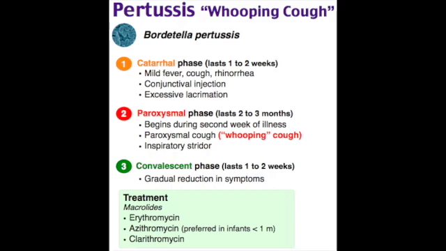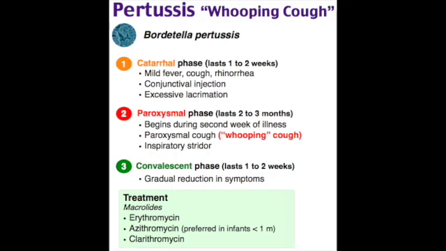Diagnosis is clinical. You could also do a throat culture and PCR, and you often see a lymphocytosis, importantly. Throat culture is most sensitive in the first 2 weeks, so that catarrhal phase. And the PCR of the nasopharyngeal swab is sensitive up to 4 weeks, so the catarrhal and the paroxysmal.